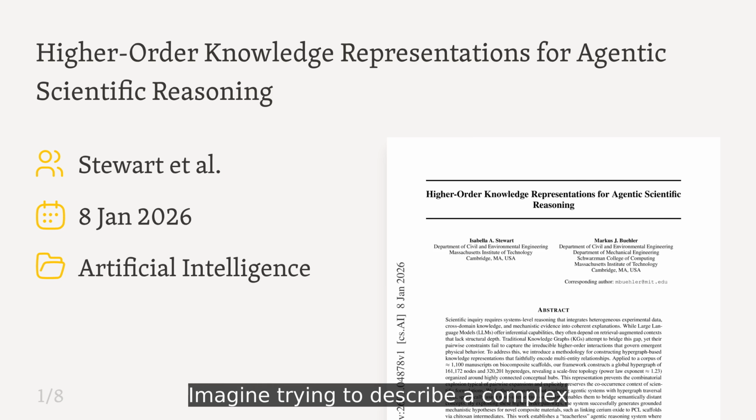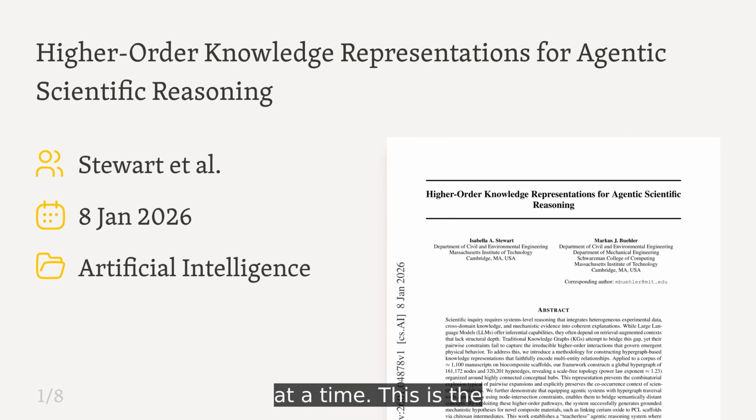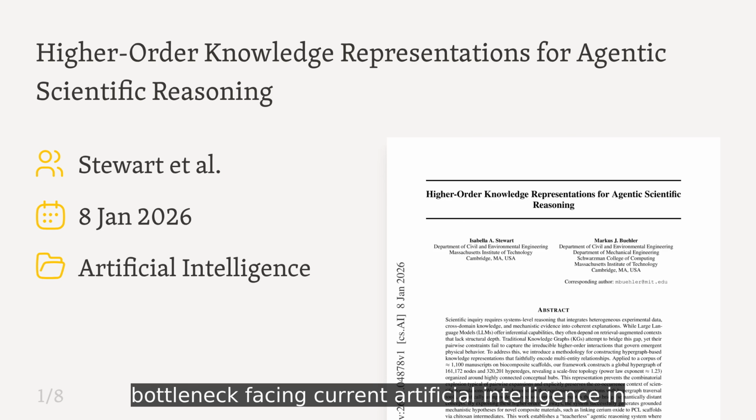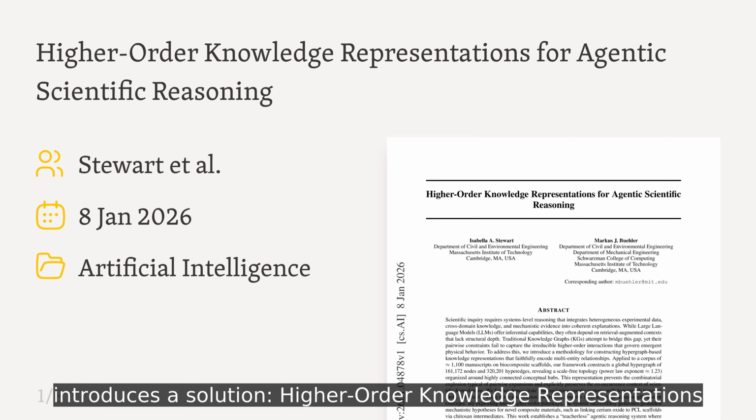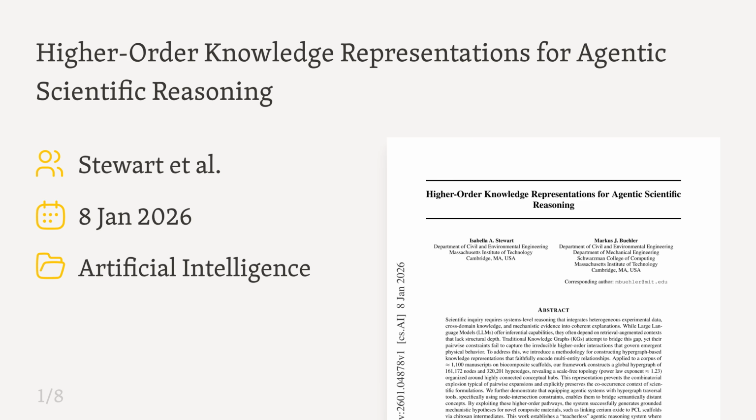Imagine trying to describe a complex chemical reaction involving 5 different ingredients, but you are only allowed to describe the relationship between 2 ingredients at a time. This is the bottleneck facing current artificial intelligence in science. We force complex, multi-party reality into simple, pairwise maps. This paper introduces a solution: higher-order knowledge representations for agentic scientific reasoning.